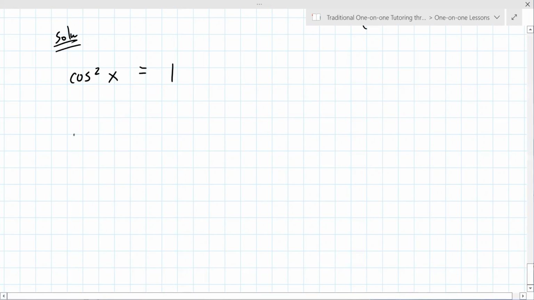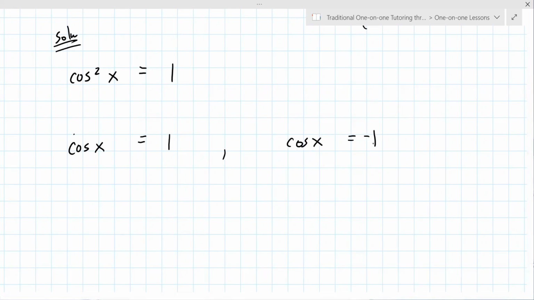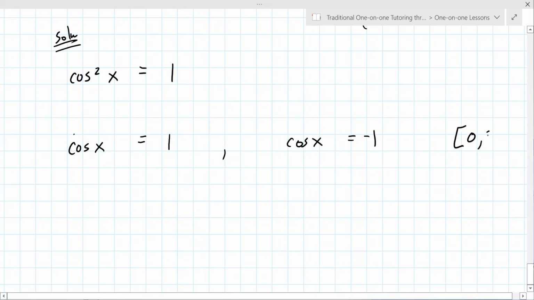So if I did this right, tell me what you did first. I square rooted both sides. Okay, so what does cosine x equal? 1 and -1. Okay. What is your answer for this? So I got 2 pi. So it goes from 0 to 2 pi where 2 pi is excluded, but 0 is included. So you would just switch your answer to 0. Good. 0 and pi. Good.